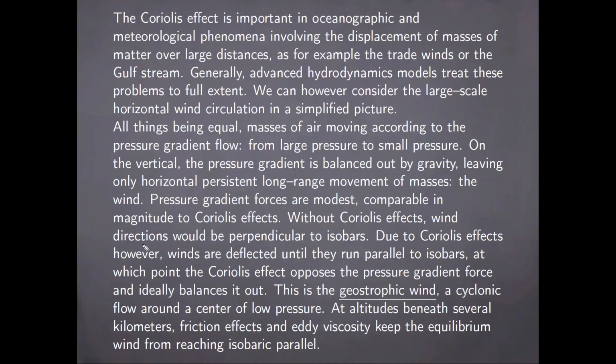Due to Coriolis effects, however, winds are deflected until they run parallel to isobars, at which point the Coriolis effect opposes the pressure gradient force and ideally balances it out. This is known as the geostrophic wind, a cyclonic flow around the center of low pressure. At altitudes beneath several kilometers, friction effects and eddy viscosity keep the equilibrium wind from reaching isobaric parallel.